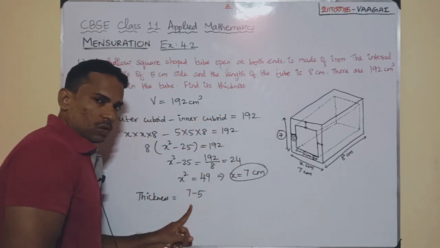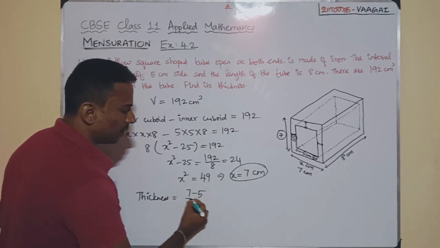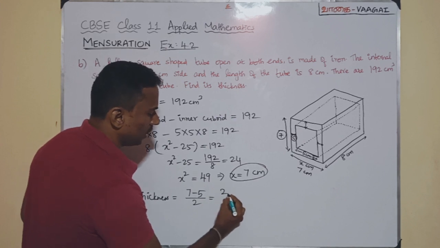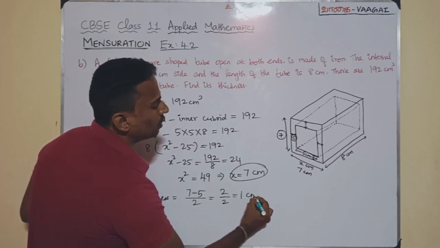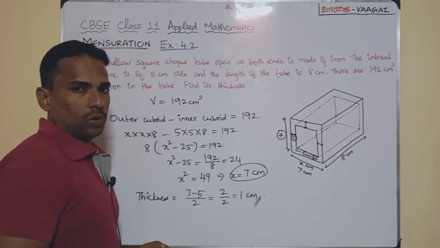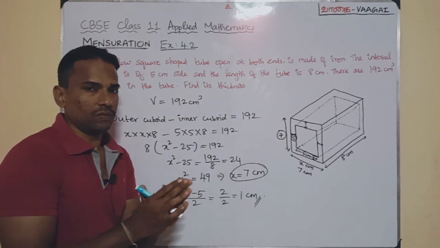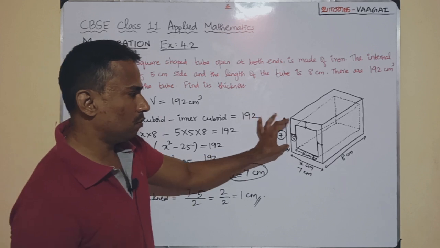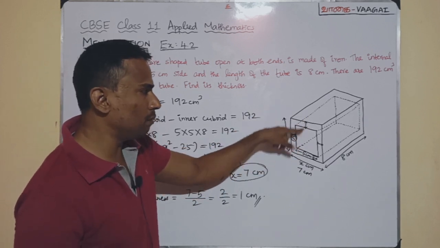For that reason, to find the thickness, just divide this 7 minus 5 by 2. That's it. The idea is going to be simple. So this will be 2 by 2. The answer is 1. 1 centimeter is going to be the answer. I hope the last step of how we solve this is clear to you. So 7 minus 5, if I do, I will be left with 2 times the thickness.